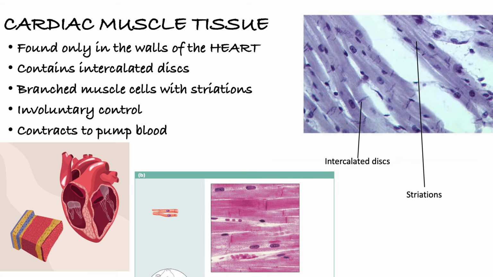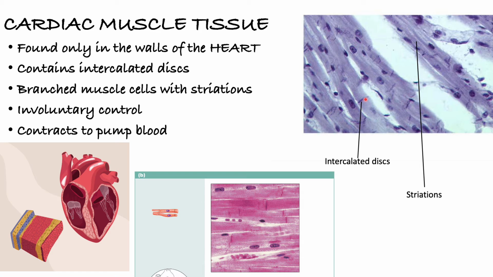The next type of tissue is the cardiac muscle tissue. It is found in only one place in the entire body, and that's in the heart, in the walls of the heart. This is different from skeletal muscle tissue in that it has something called intercalated discs. You're going to see these darker lines. I don't want you to get confused and say, oh, these are striations, the same ones seen in skeletal. No, these darker horizontal lines are known as intercalated discs.